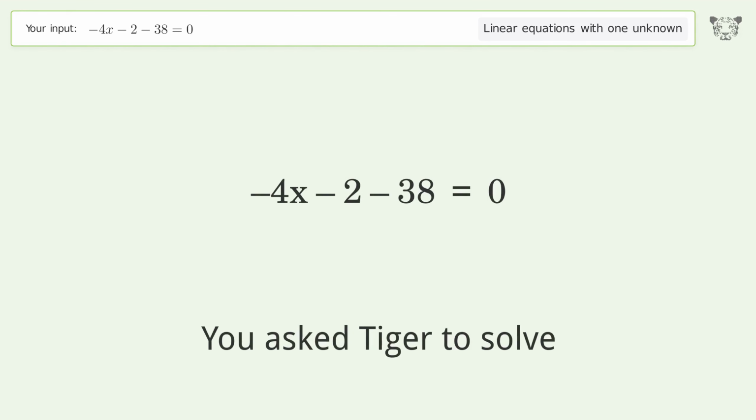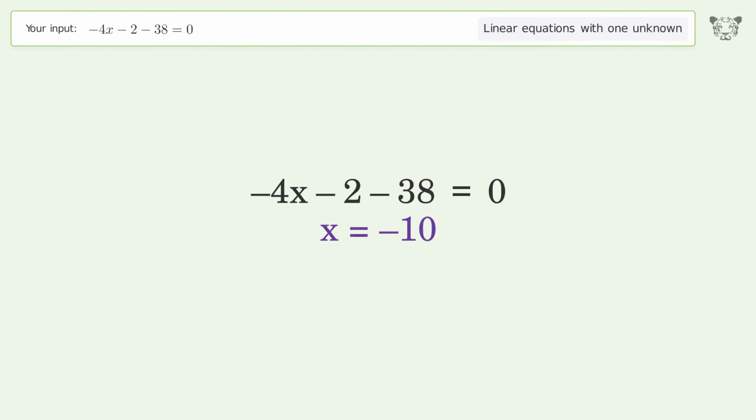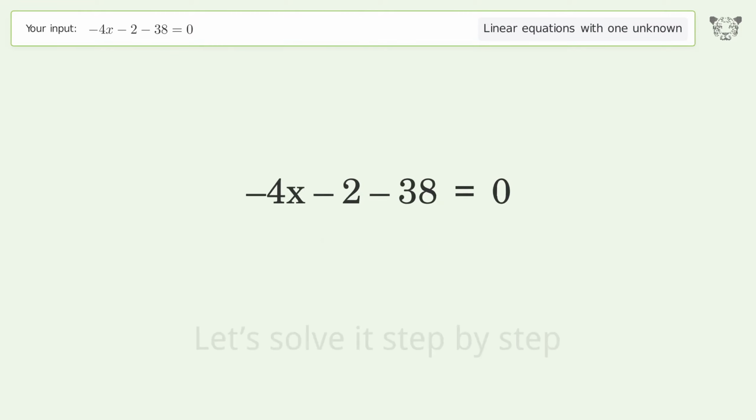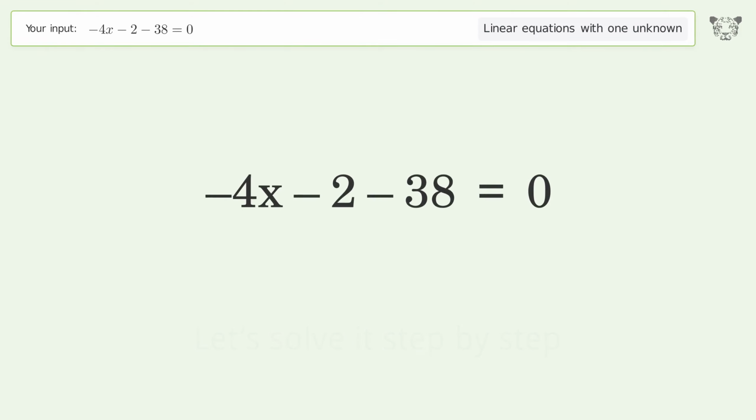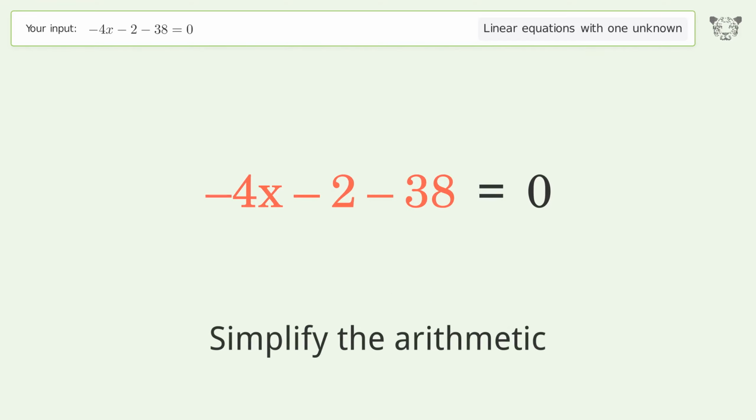You ask Tiger to solve. This deals with linear equations with one unknown. The final result is x equals -10. Let's solve it step by step. Simplify the expression. Simplify the arithmetic.